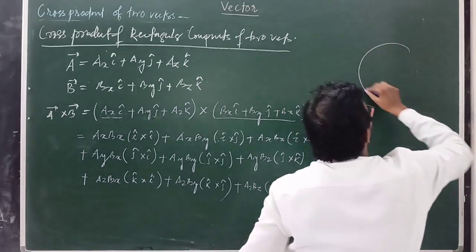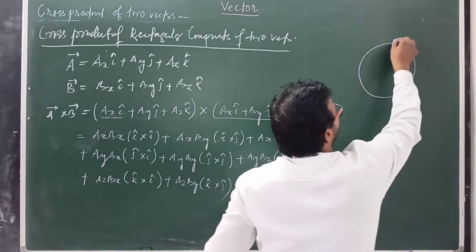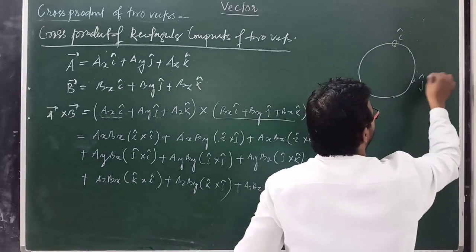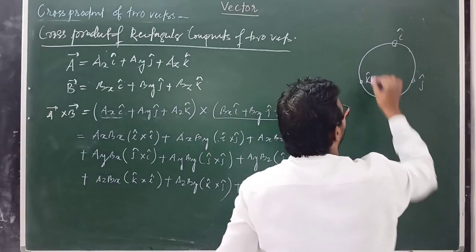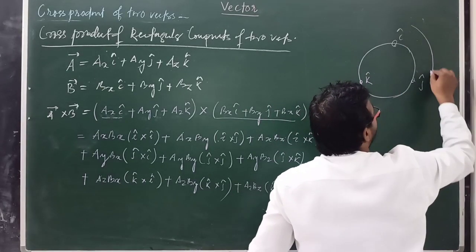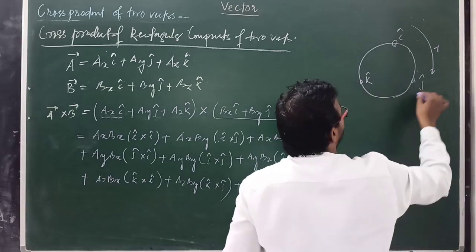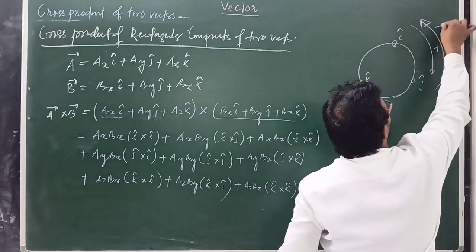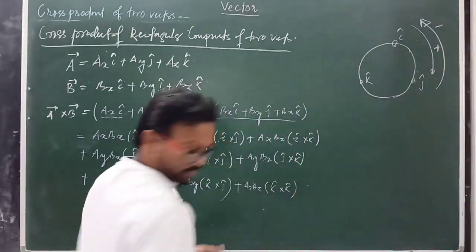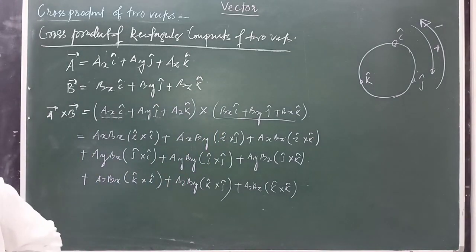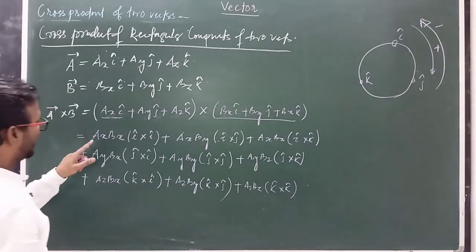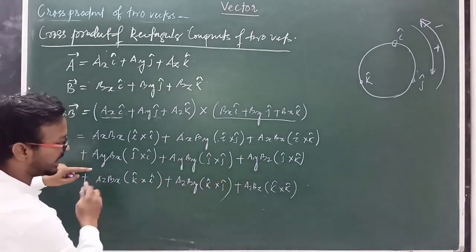But you have to use this relation here, means i cap is here, j cap and here k cap. Clear? Means clockwise direction you have to take positive, but anti-clockwise direction you have to take negative sign. Now come to this relation. So this is first line, second line and third line.